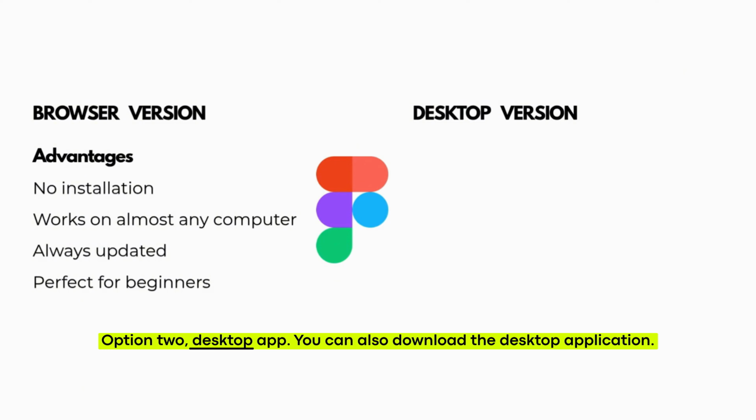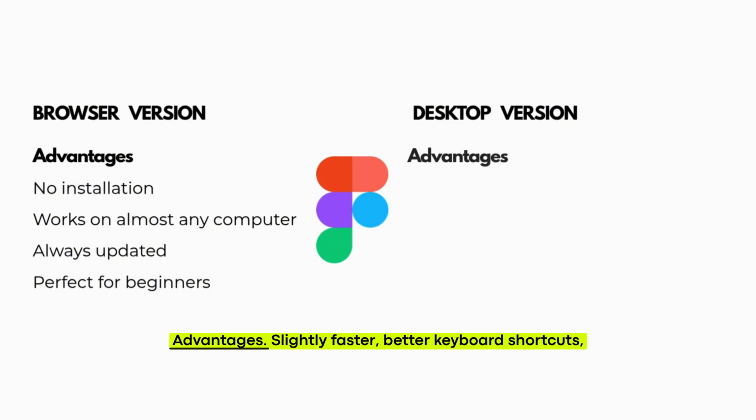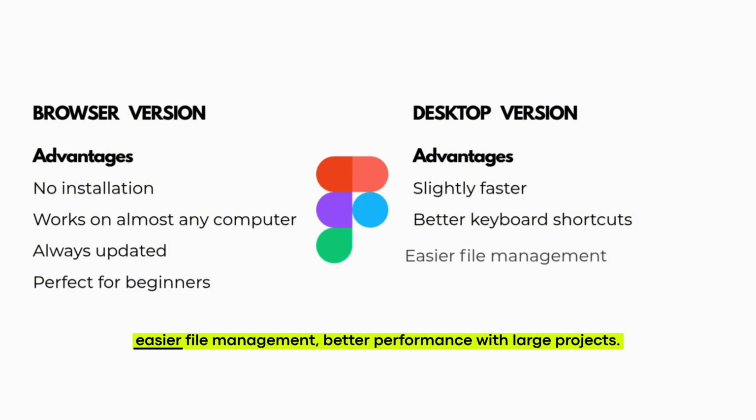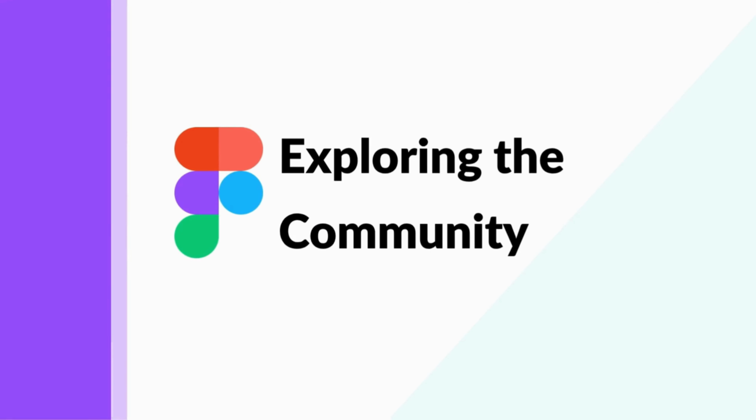Option 2, desktop app. You can also download the desktop application. Advantages: slightly faster, better keyboard shortcuts, easier file management, better performance with large projects. The interface looks almost identical. Whether you use browser or desktop, all your files stay synced to your account, so don't worry, you won't miss anything in this course.